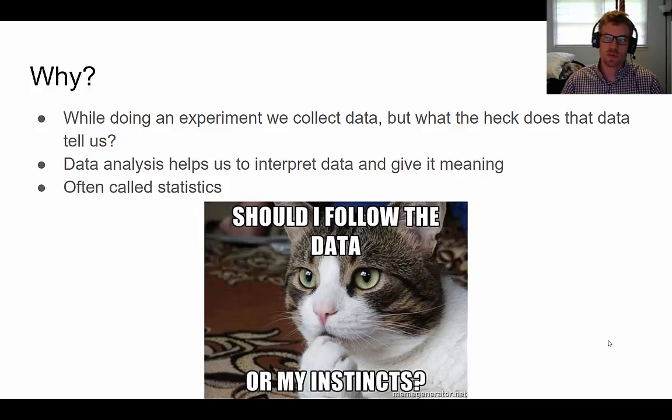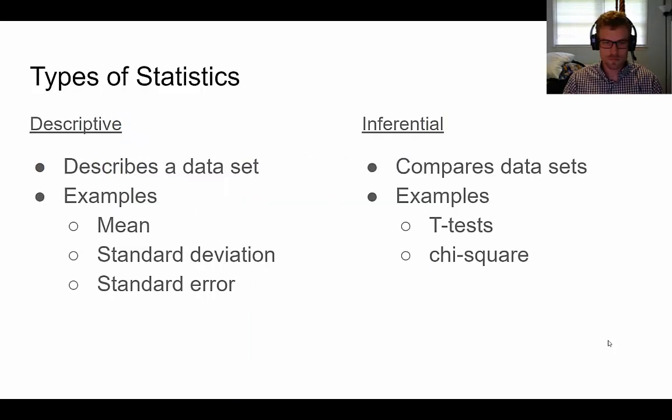Well, whenever we do some sort of experiment, we collect data, but we don't know what that data is actually telling us. So we need to analyze the data in order to help us to be able to interpret it and to give that data meaning. Data by itself doesn't really tell us anything. We have to actually interpret the data. This is often called statistics.